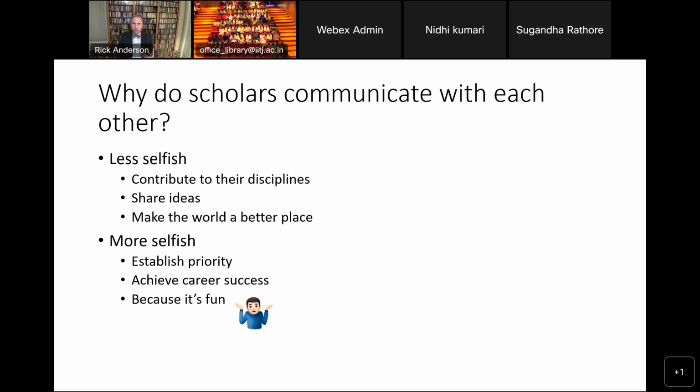Nobody writes for only one reason. All of us write to contribute to our disciplines and to share ideas and to achieve career success and to establish priority. These are all contributing factors that lead scholars to communicate with each other. So, for example, I might write an article so that it can be published in a journal that will advance my career, and also so that I can contribute to my discipline, and also so that I can establish that I had an idea first. So again, a cancer researcher probably really wants to cure cancer and also really wants to get tenure. So doing research and publishing it can serve both of those purposes.